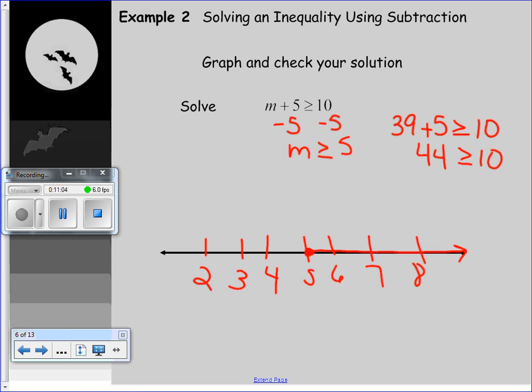Now let's see if we put 5 in there, because we've got a closed circle here, which includes 5. So let's put in 5 for m. 5 plus 5 is greater than or equal to 10. 5 plus 5 is 10. So 10 is greater than or equal to 10 makes this inequality a true statement.